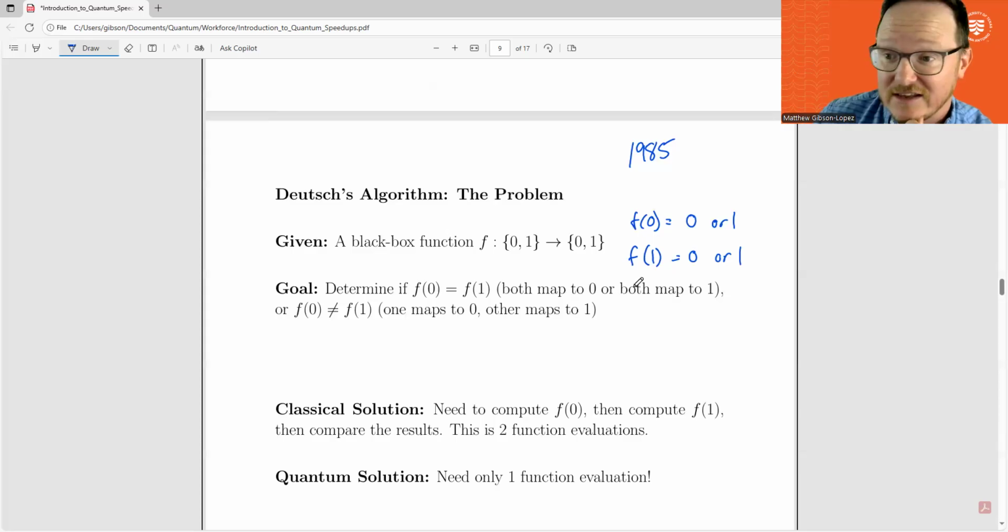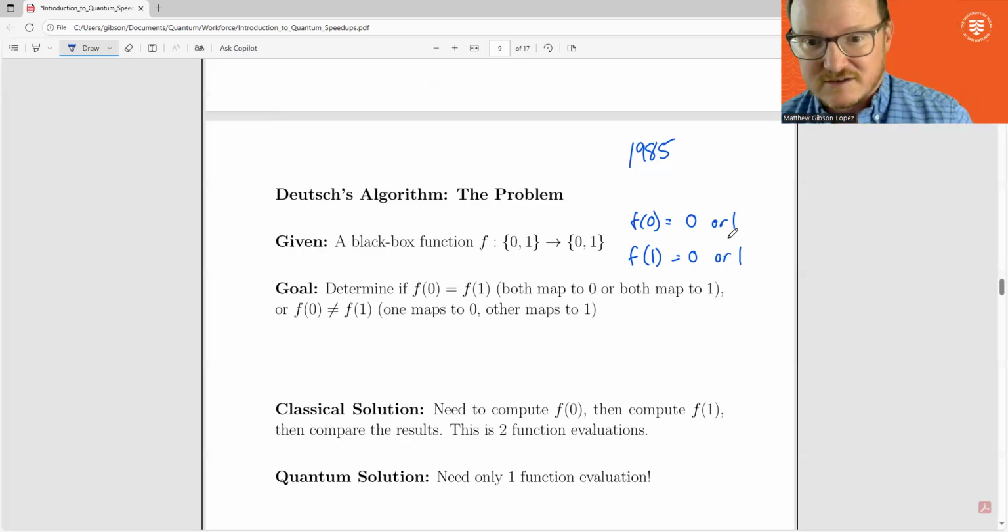But again, just like in the superposition, I'm not going to learn if they're both 0 or both 1. I will not be able to determine that. I'll just be able to determine that either they do agree or they disagree.